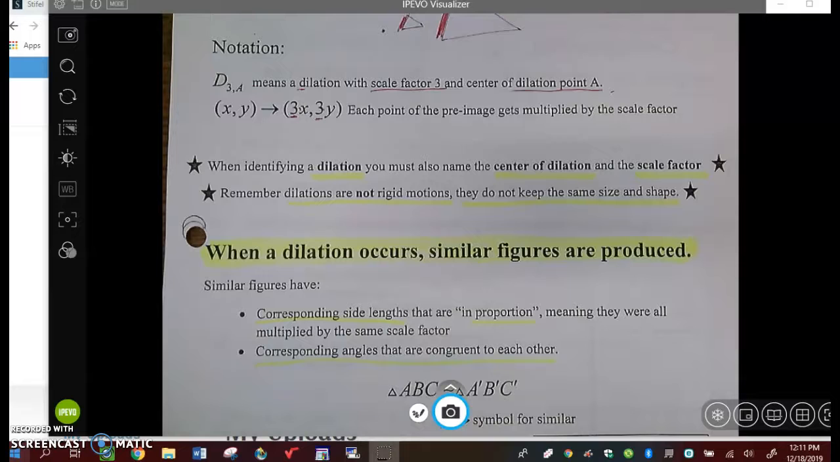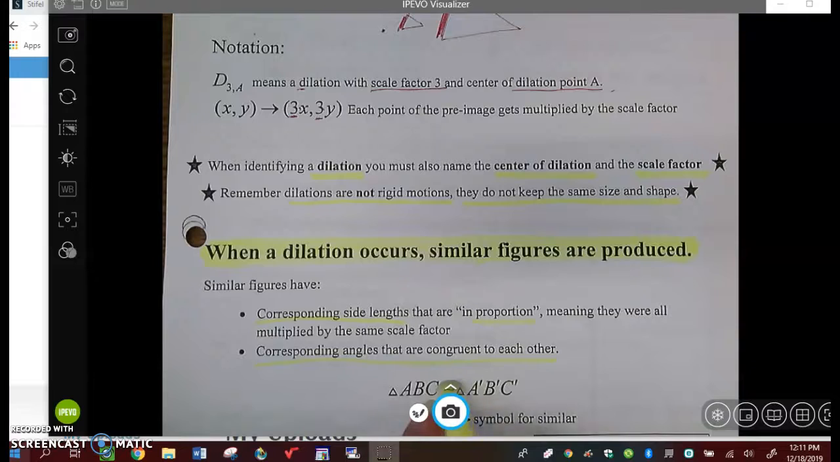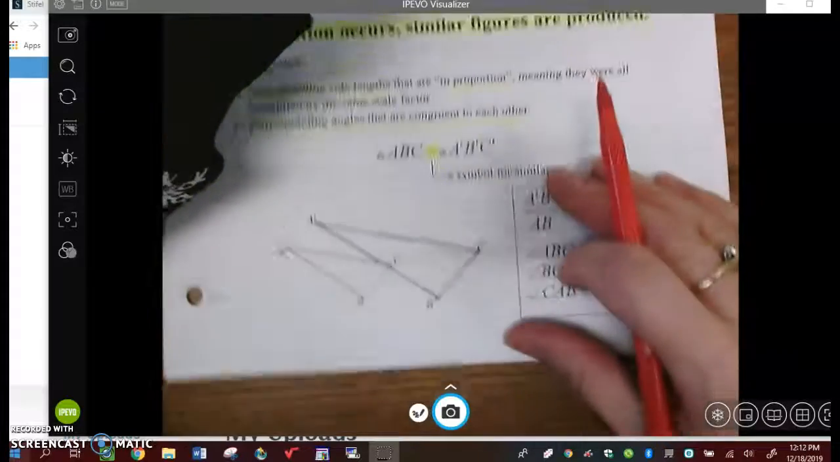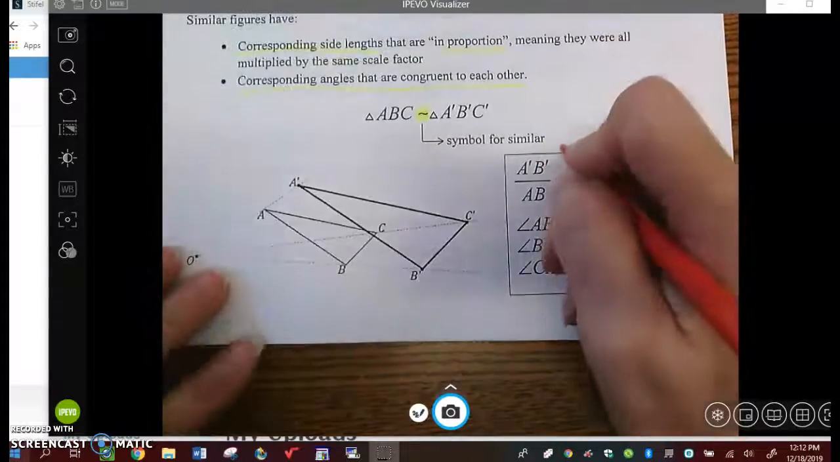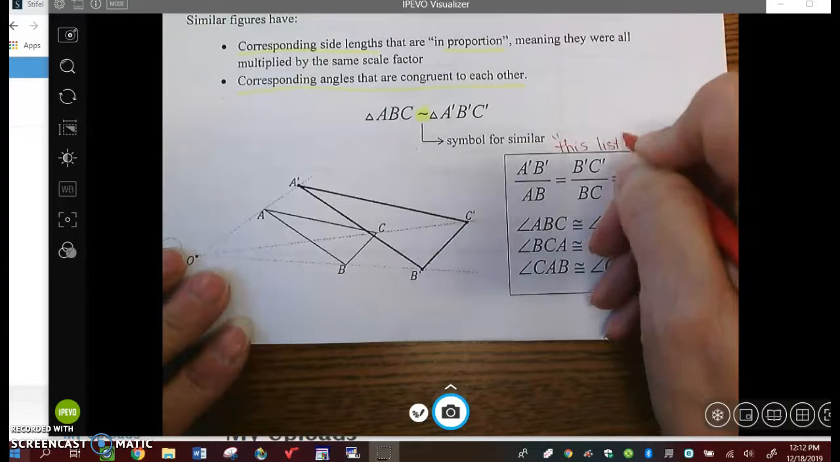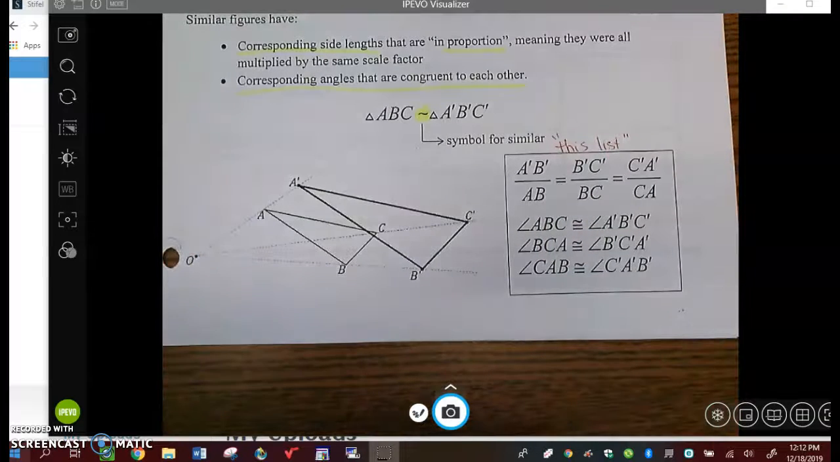All right, so we have a symbol now for similar. If we have triangle ABC and you just have that squiggle, the top of the congruent sign, that means similar. Remember when we were proving triangles were congruent, we would always make the list. For this unit, when we're talking about similar triangles, this is going to be our list.